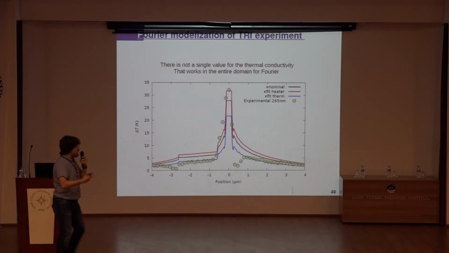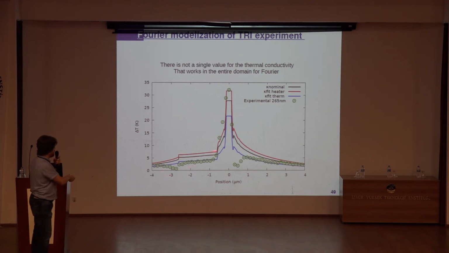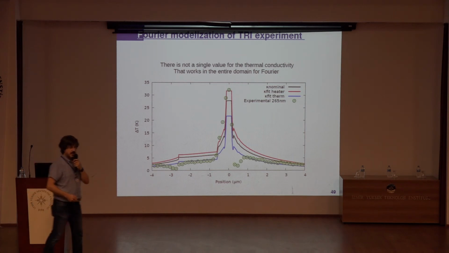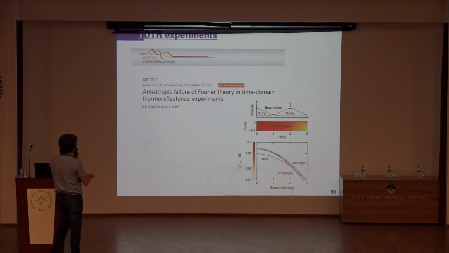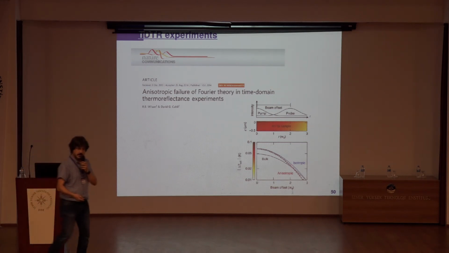So at the end, effective thermal conductivity cannot be used to understand these results. We don't get a profile that explains all the things. This is something that has been done by Cahill's group, for example. They heat different materials, for example silicon, and they obtain a prediction that gives you an increase in the temperature at the sites, but they need an anisotropic thermal conductivity to understand the full profile. This is what they have done.